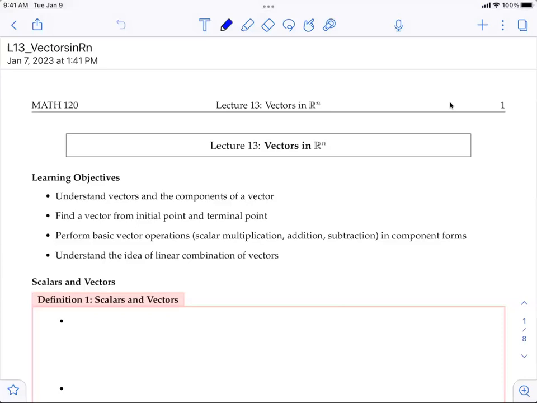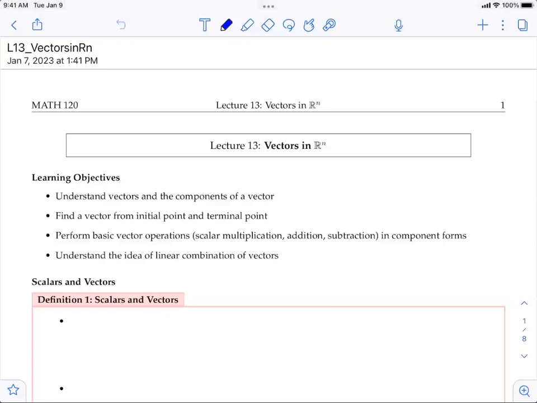And at the end of the lecture, we're going to briefly talk about something called linear combinations of vectors, which is a very important concept in linear algebra. We're going to explore this concept of linear combinations of vectors later on in the course as well. All right, so let me give you definitions for scalars and then vectors, and then we're going to do things related to vectors in this particular lecture.